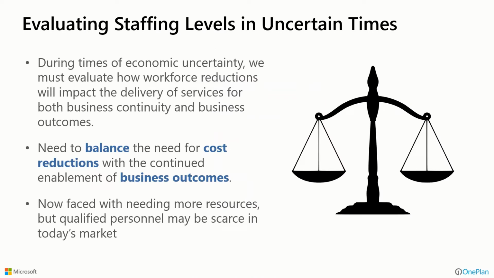So we have to evaluate our staffing levels in uncertain times. During these times of uncertainty, we've got to evaluate how workforce reductions will impact the delivery of services so we can maintain business continuity and keep things going, but also achieve some of the business outcomes we have in mind for ourselves in the future. So we need to balance the need for cost reductions with the continued enablement of business outcomes that we're driving towards as an organization, because we have to be moving forward, otherwise we're retreating.